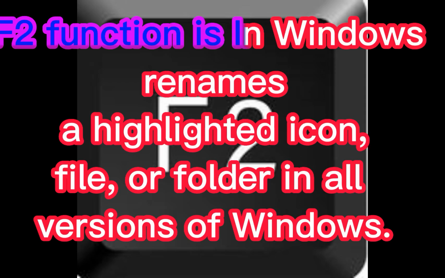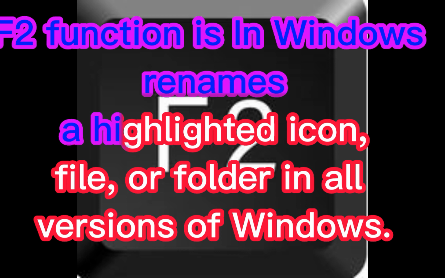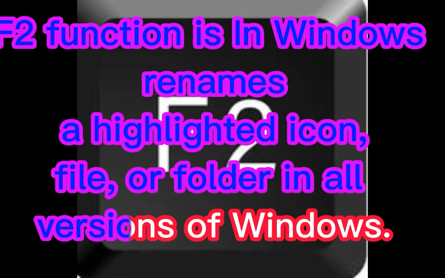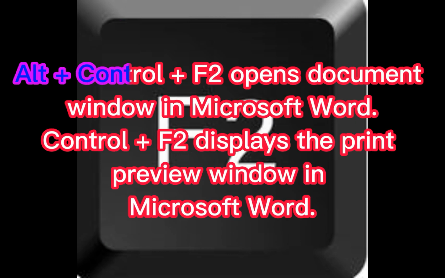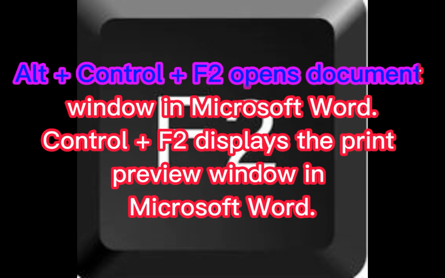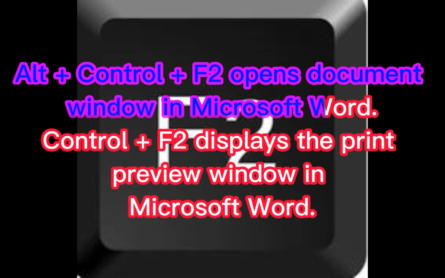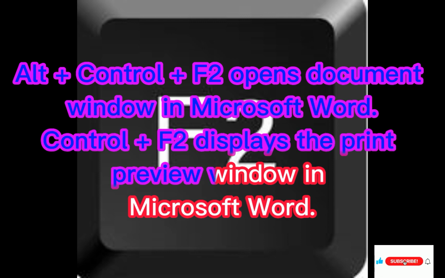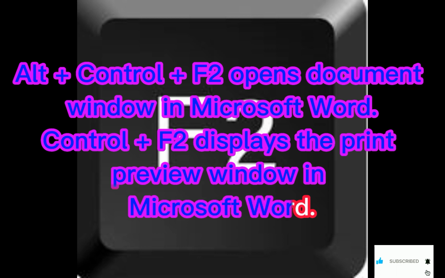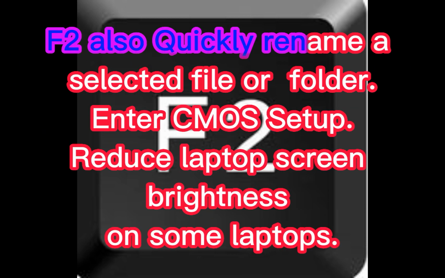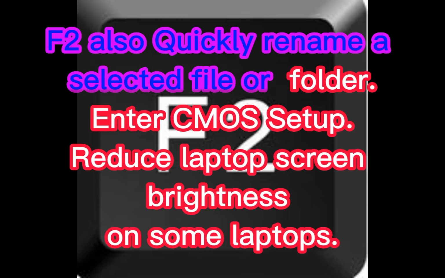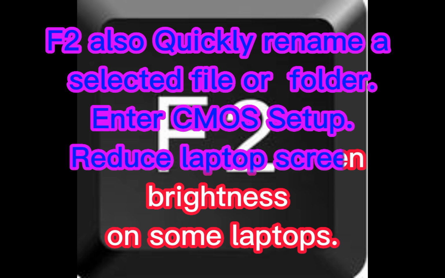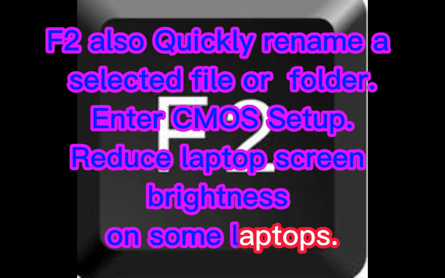Function of key F2. F2 function in Windows: renames a highlighted icon, file, or folder in all versions of Windows. Alt plus Control plus F2 opens the document window in Microsoft Word. Control plus F2 displays the print preview window in Microsoft Word. F2 also quickly renames a selected file or folder. Enter CMOS Setup. Reduce laptop screen brightness on some laptops.